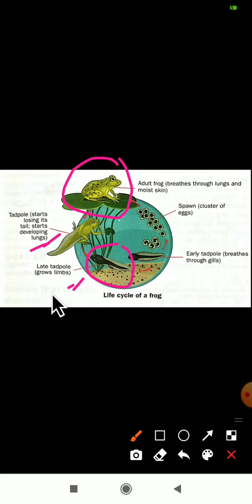This is all about the life cycle of a frog we have studied today. I hope you have understood about the life cycle of a frog. If you get any doubt, you can contact me.